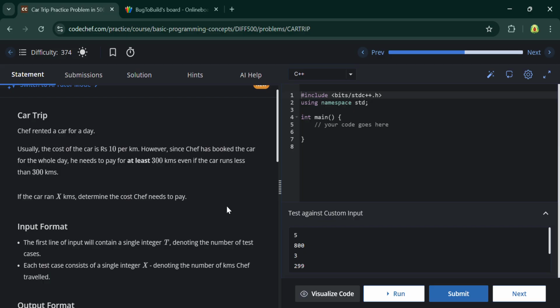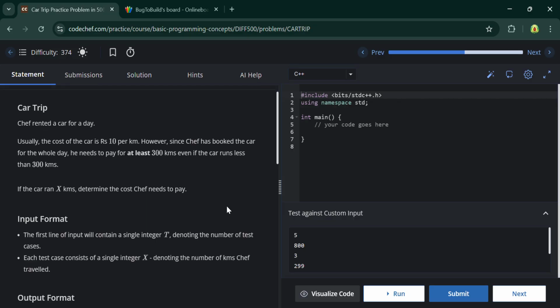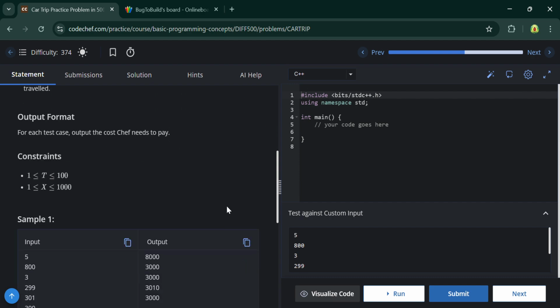So there is a story given that Chef rented a car and he has to pay 10 rupees per kilometer. And if the car runs less than 300 km, he still has to pay for at least 300 km.